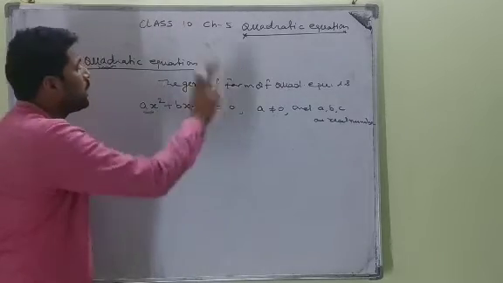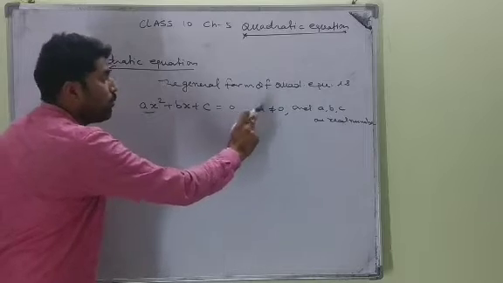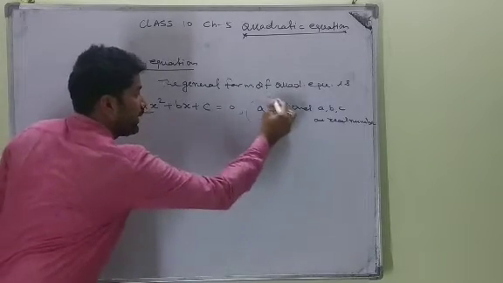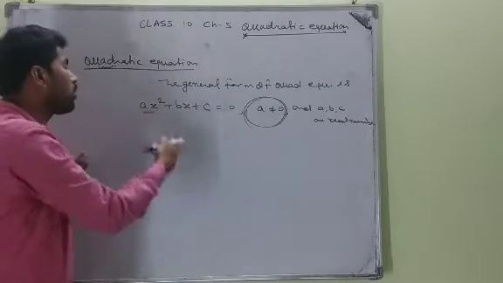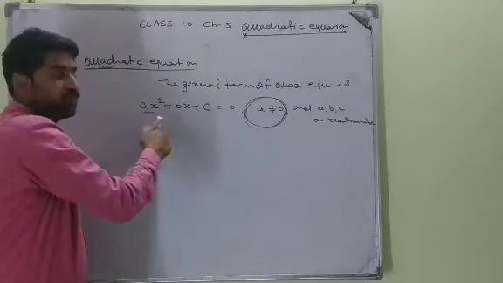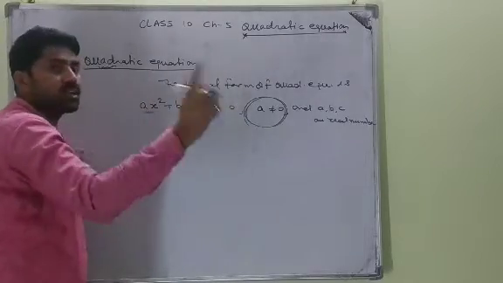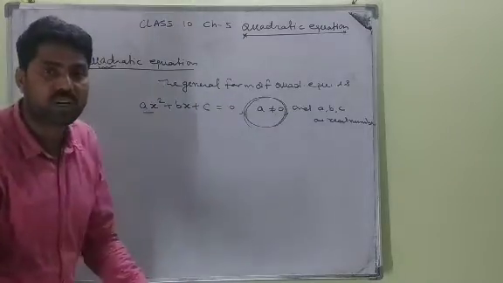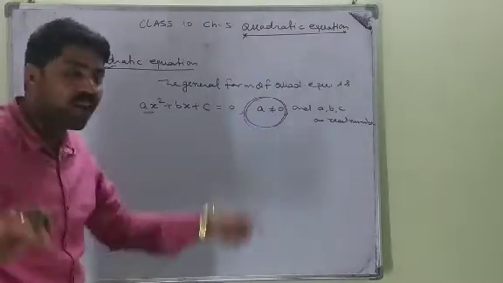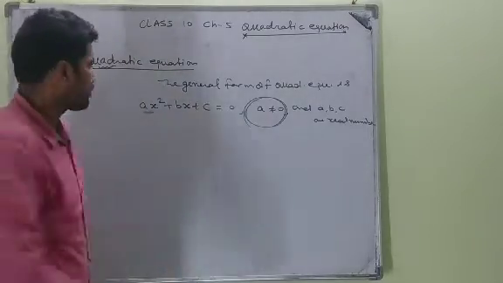ax square plus bx plus c equal to 0, where a cannot be 0. It is important. What does this mean? The coefficient of the highest power of the variable, that is 2, cannot be 0. This means the x square coefficient cannot be 0 here. Then it satisfies the definition of a quadratic equation.